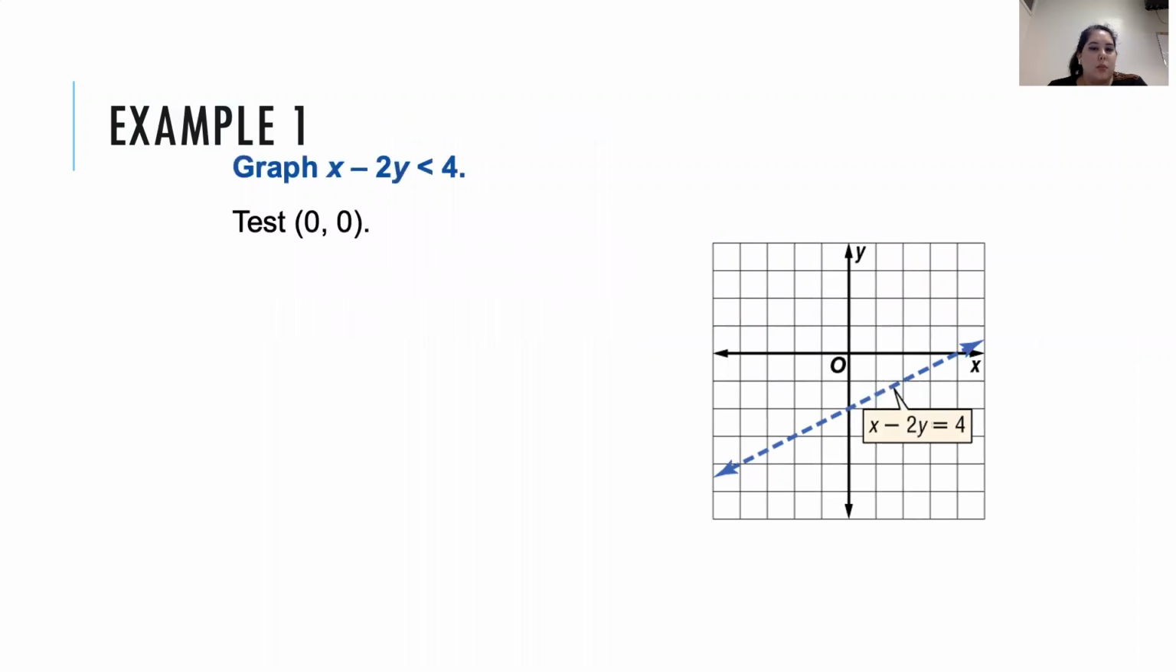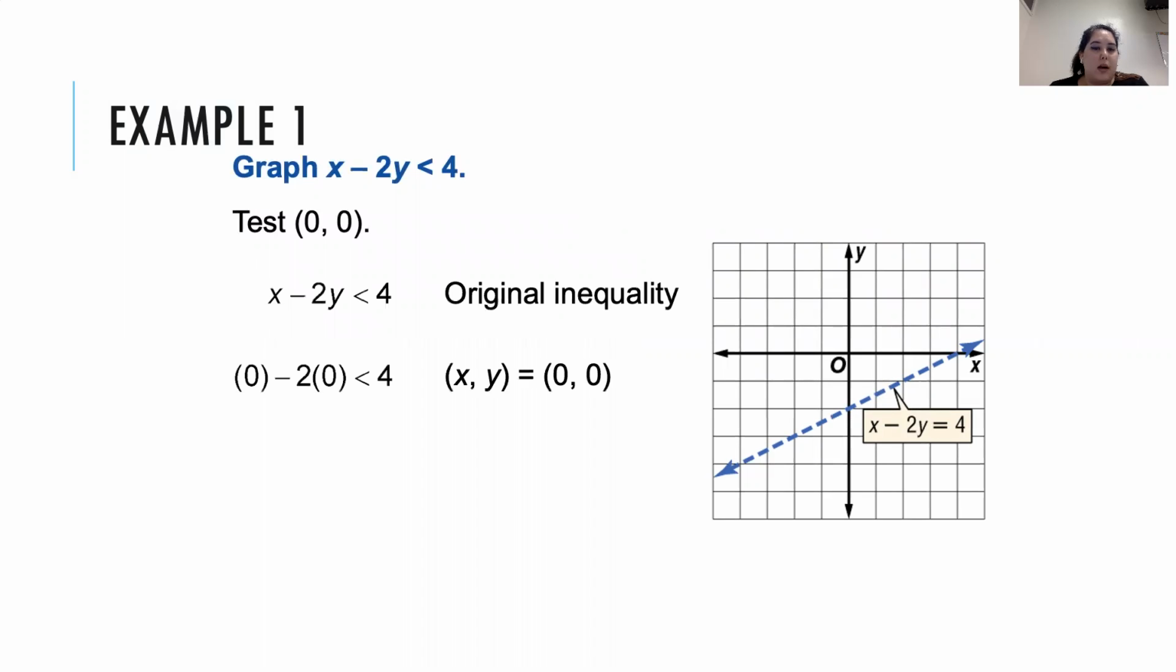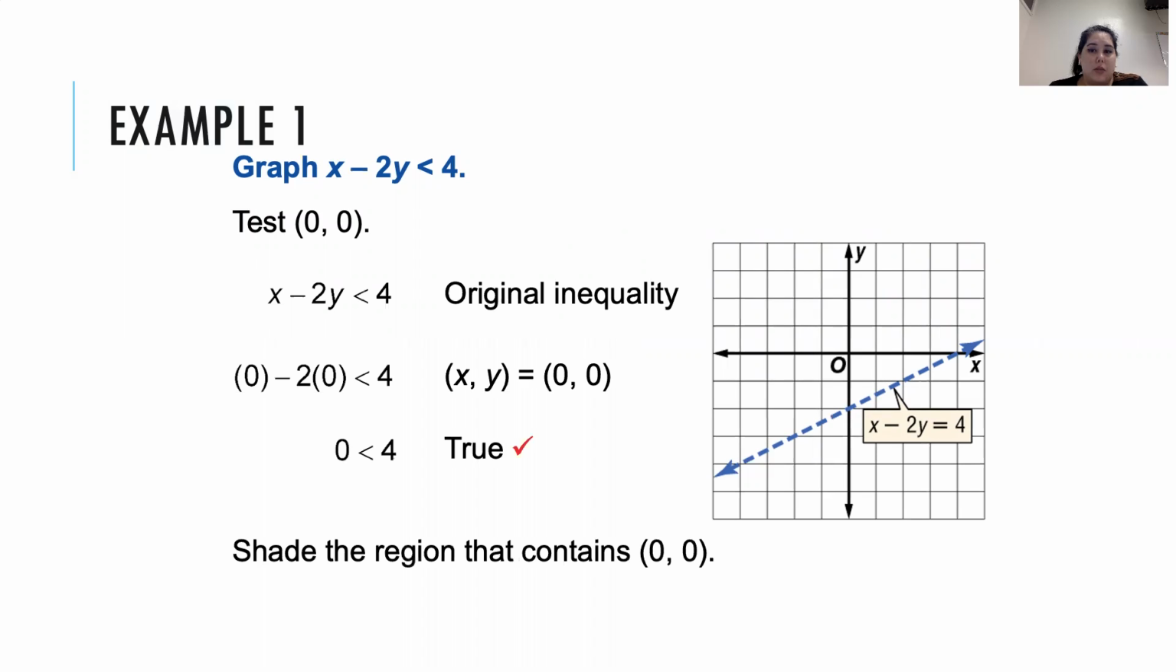then we're going to test the coordinate point (0, 0). So I'm going to plug 0 in for x and for y and see if we get a true statement. And we get 0 is less than 4, which is true. So that means I'm going to shade in the region that contains (0, 0). So that would be my solution: the shaded region above the graph.